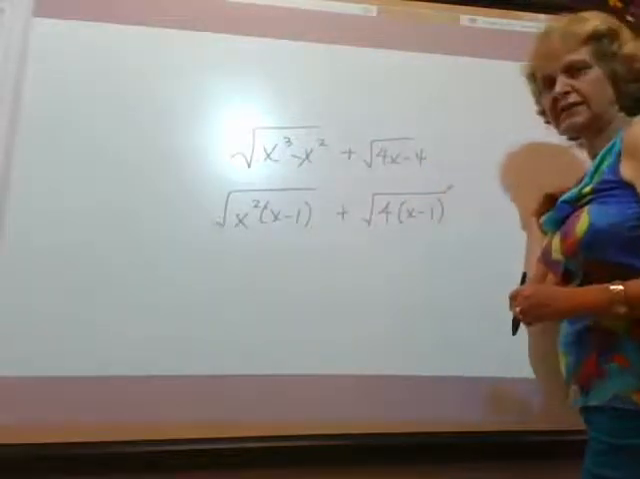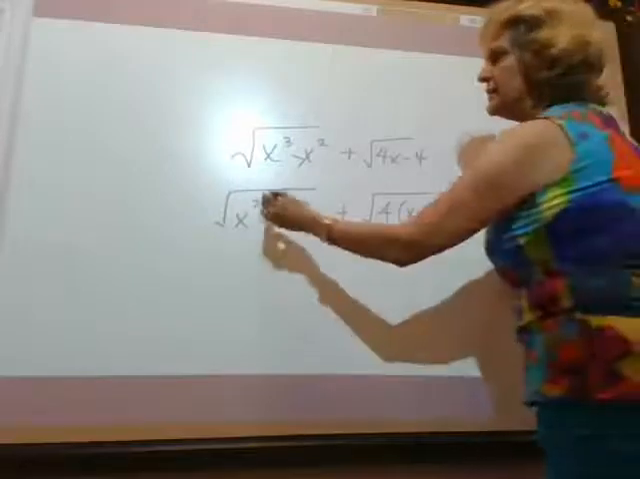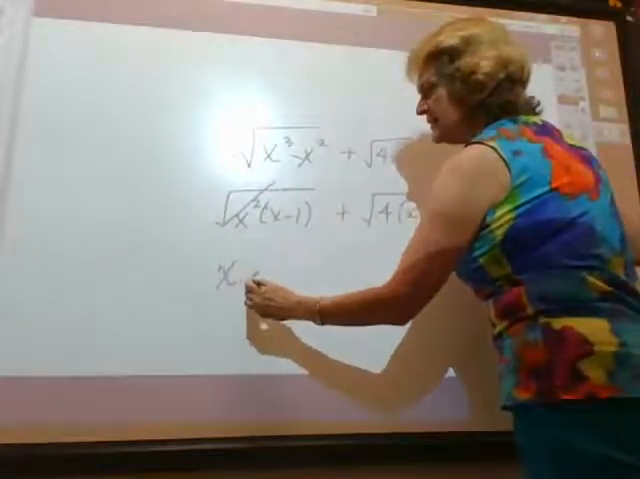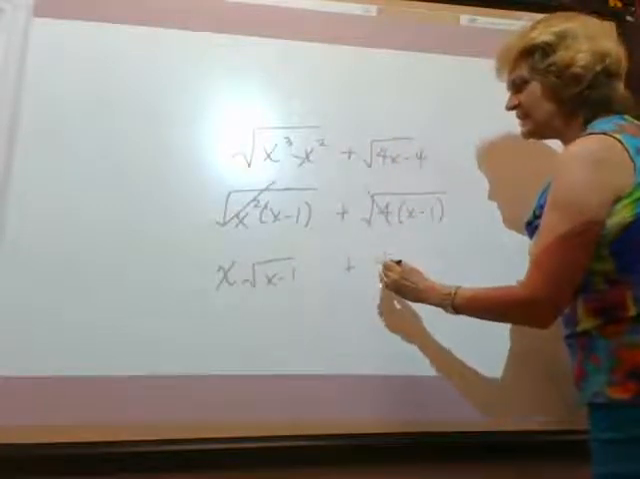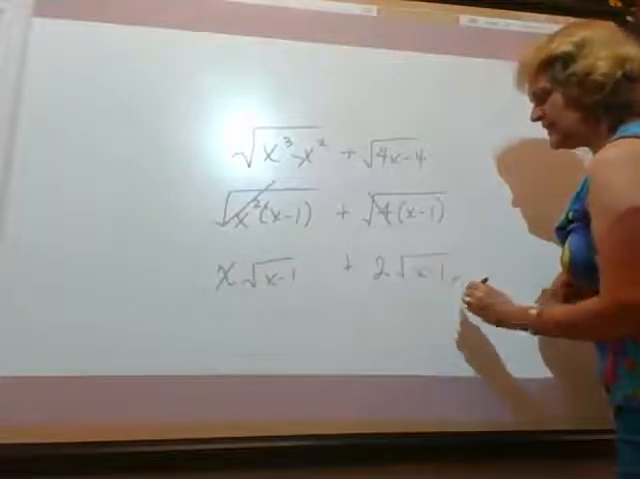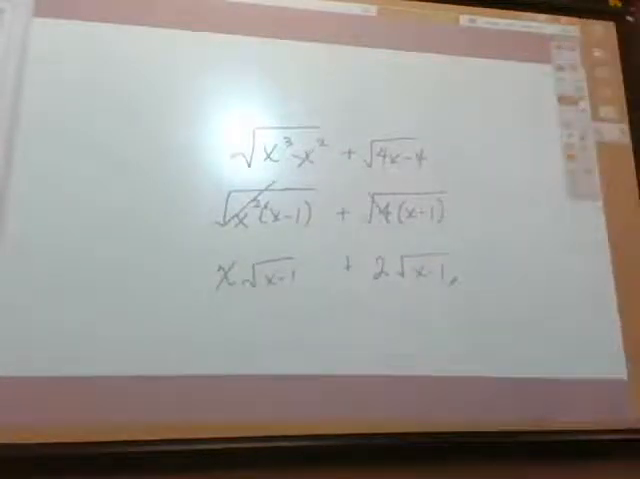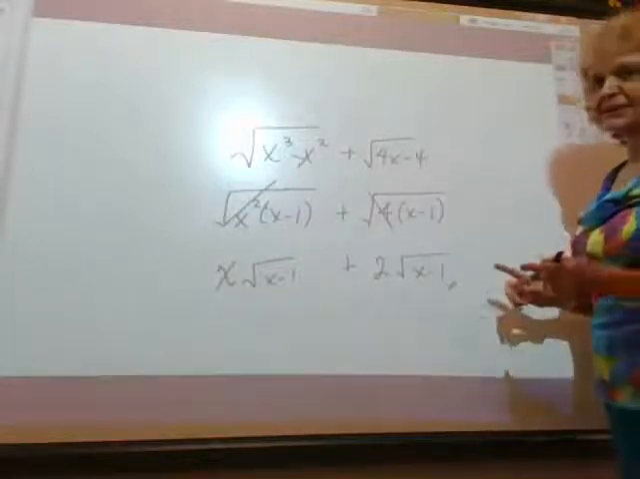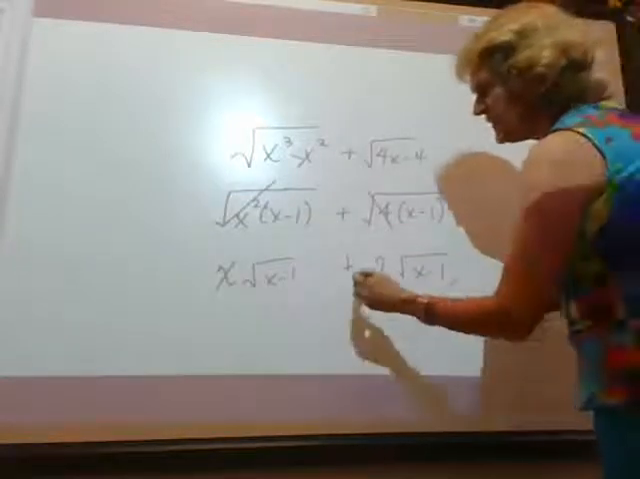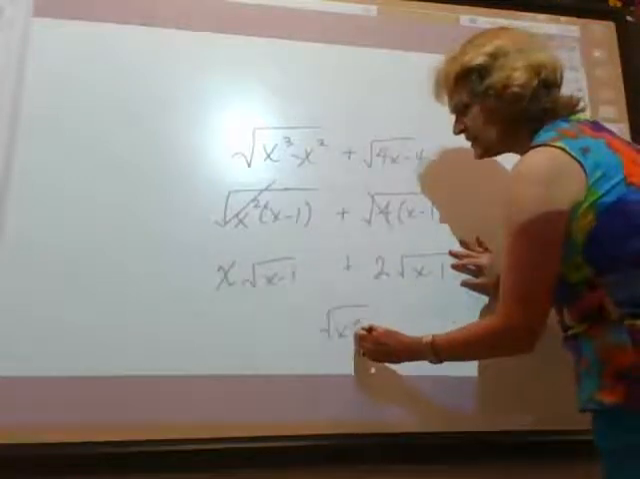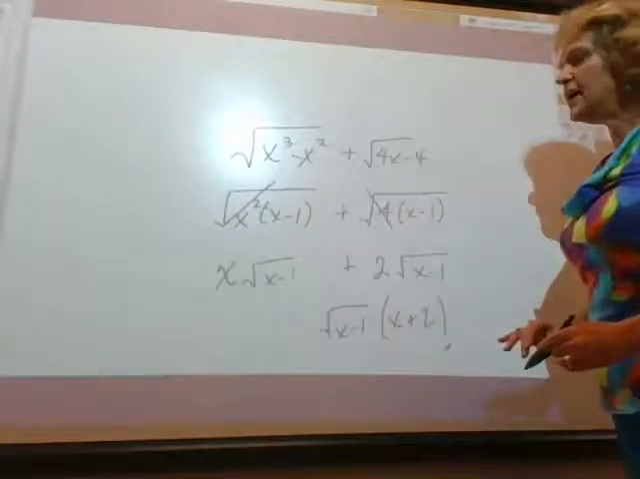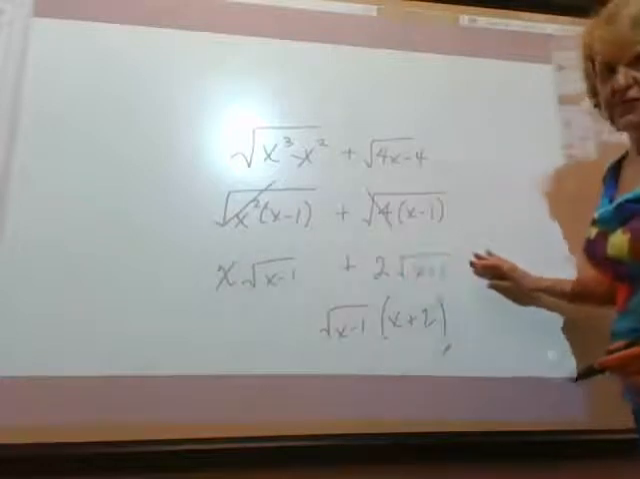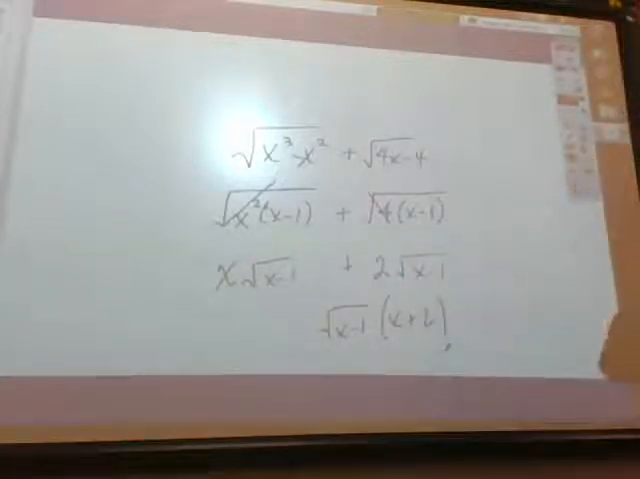Okay, well, they still don't look quite alike. However, this comes out as x. Radical x minus 1 stays under. This comes out as 2. Radical x minus 1 stays under. And here is where I see where the book distributed, because they pull out the radical x minus 1. They're factoring it out, and then they write x plus 2. Now, if you left it at this point, I would be fine. Okay, and I'm probably not going to give you very many with letters anyway, so I think you'll be fine.